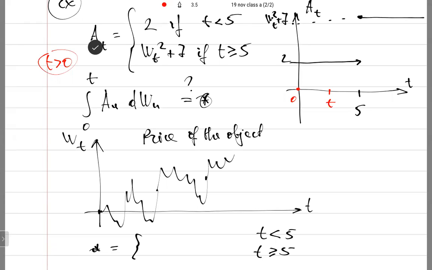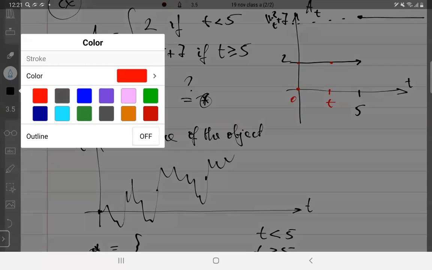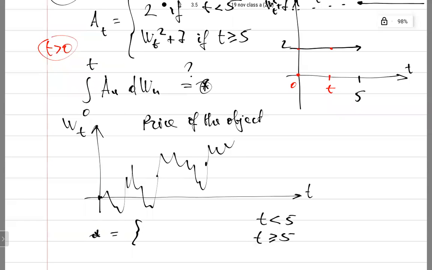So in the first case, we do not do transactions. We just have two objects in the beginning, and we have two objects at the end of our integral. And so what is our profit? How can we calculate it?